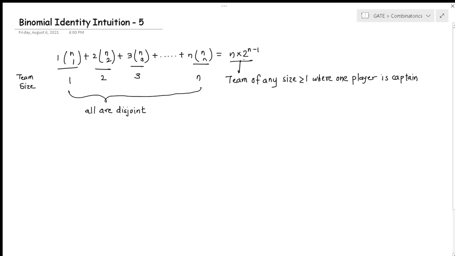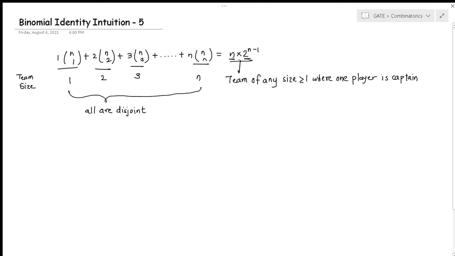So the right hand side term is n into 2 raised to n minus 1. What you can think is that the first n stands for choosing the captain of our team, and the rest, 2 raised to n minus 1, is the freedom we give n minus 1 people whether they want to join the team or not, right? Here n stands for giving a chance to every player to become a captain, and once a player becomes the captain we are giving him 2 raised to n minus 1 options to form a team.